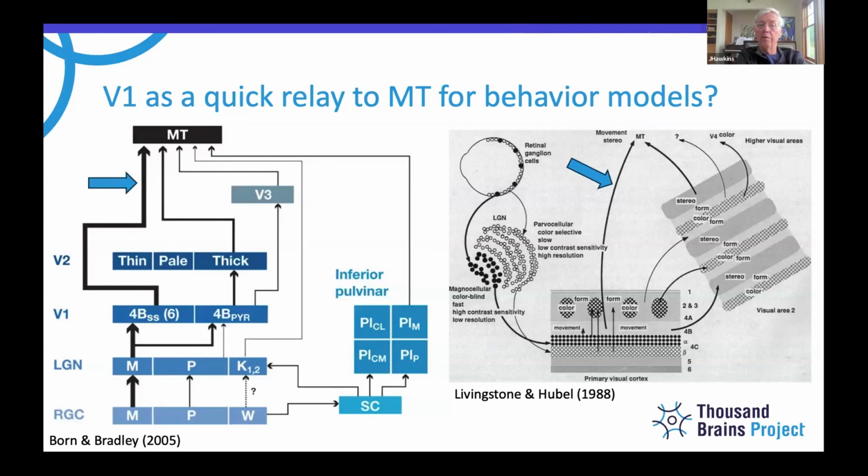Why do they have to go through these extra layers in V1? Why don't they just go right to MT? Yeah, so that's what I was trying to get at. With the second pathway through V2, the physiological studies show that this input seems to integrate more three-dimensional motion information, so actually the disparity between the two eyes. It takes disparity into account at this point in V2.